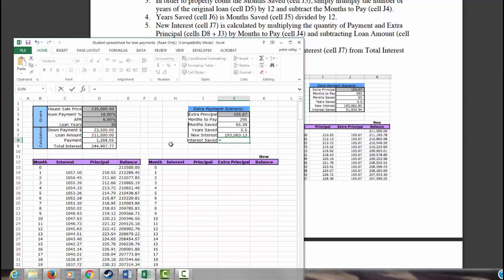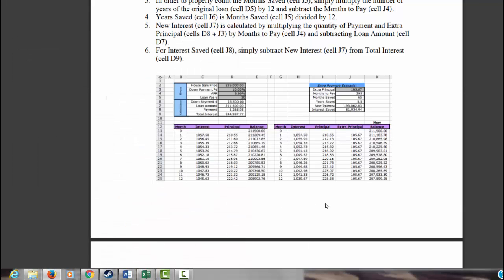And so the interest saved, well, if I was initially going to pay $244,097 in interest and ended up paying $193 in interest, then there we go, $51,934. So I actually saved $51,000 by adding an extra $105 each month. Okay, so that gives us those quantities. Now let's look at the actual chart.